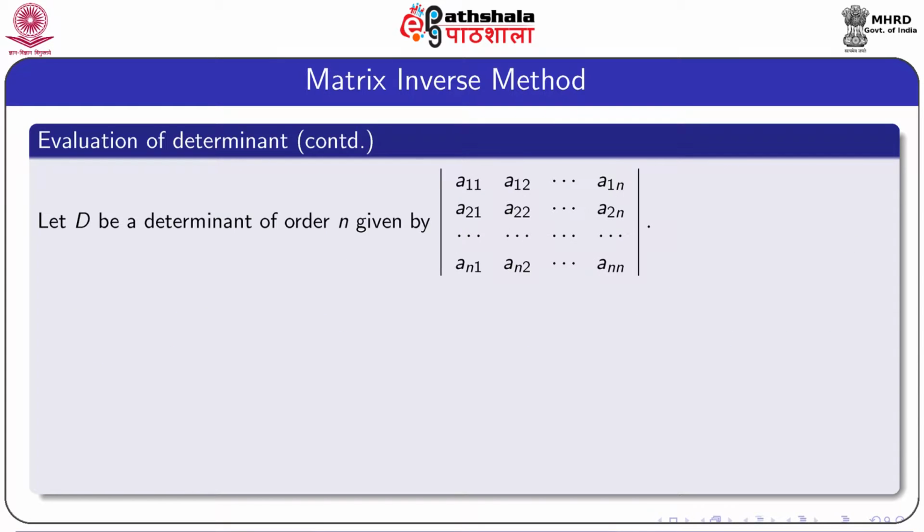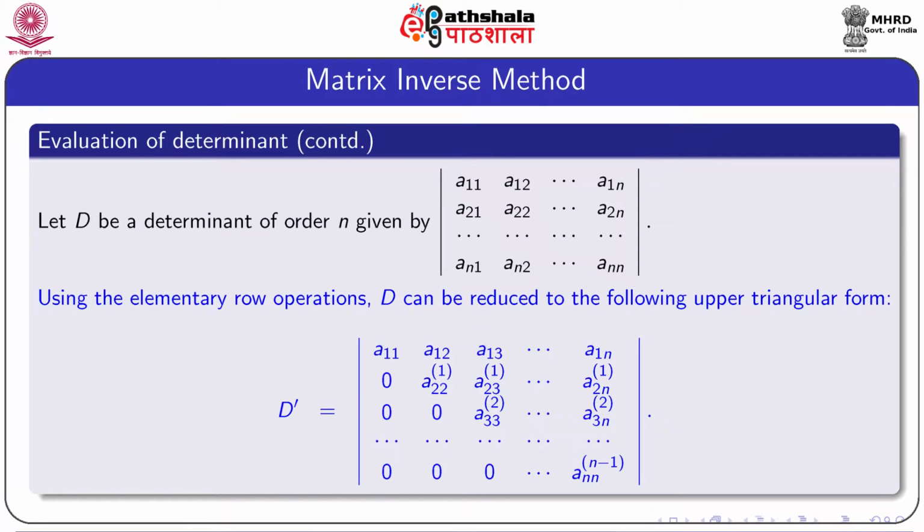Now, let us consider a determinant d of order n, which is given by a11, a12 up to a1n, and the last row is an1, an2 up to ann. Using the elementary row operations, the determinant d can be reduced to the following upper triangular form. Note that the first row of the determinant d dash remains unchanged, and the first element of the second row is 0, and all other elements are changed according to the elementary row operations.